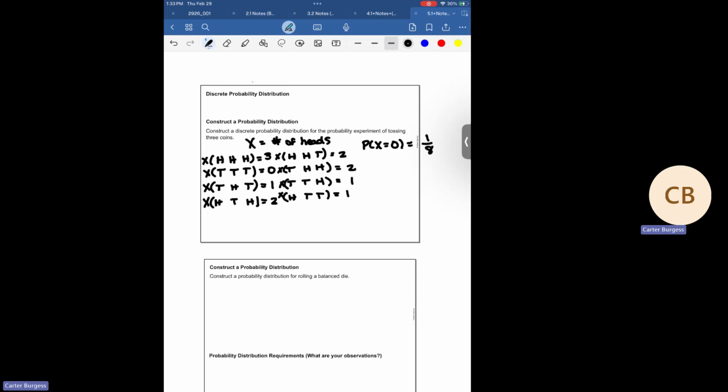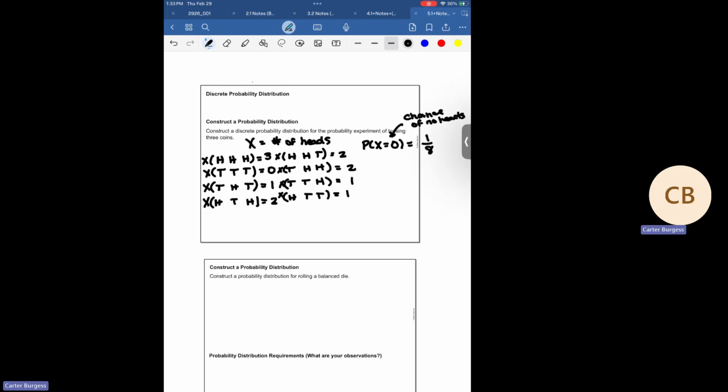Now let's translate this into context. The probability that the random variable is 0 is the same as looking at the probability of what going on? That's the outcome that it attaches to. But what does it mean for the random variable to be 0? No heads. This is the chance of not getting a single heads toss.